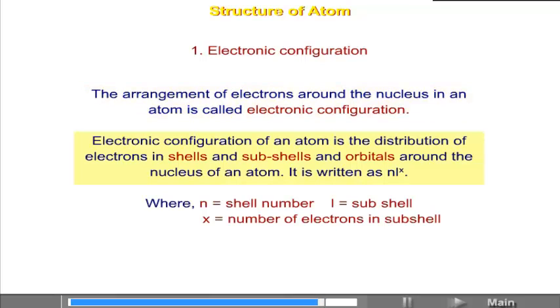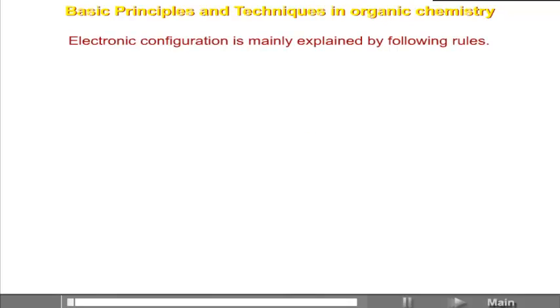Electronic configuration of an atom is the distribution of electrons in shells, subshells and orbitals around the nucleus of an atom. It is written as nL^x, where n is the shell number, l is the subshell, and x is the number of electrons in the subshell. Electronic configuration is mainly explained by the following rules.